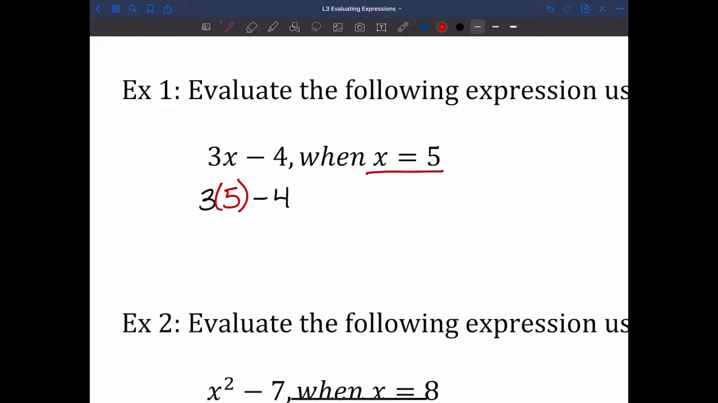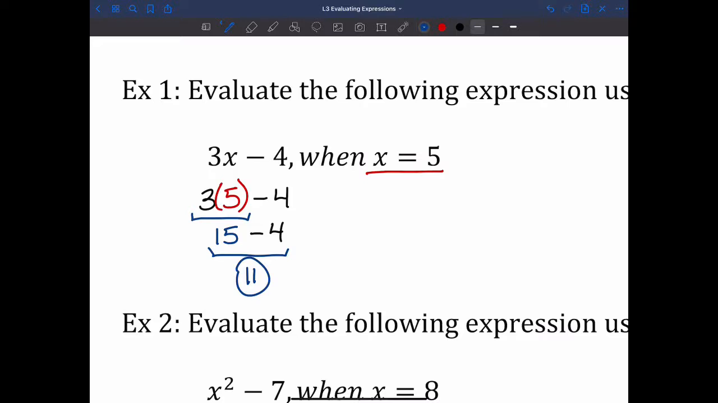I do have some multiplication I can do, right? 3 times 5, that's going to give me 15. And I bring down that minus 4. And then addition and subtraction, 15 minus 4 is going to give me my final answer, which is just 11, right? Nothing super fancy, just taking it one step at a time.